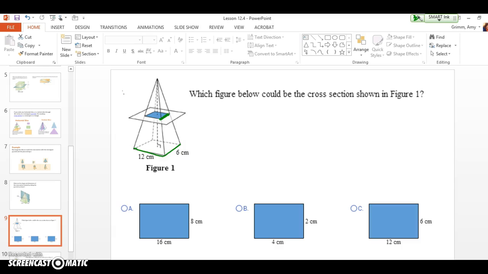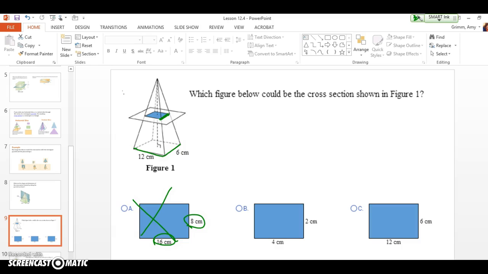Riley? 8 and 16? Right. There's no way it could be 8 by 16, because that would mean that they sliced it below it. Does that make sense? That doesn't even make sense. What's another one that does not make sense and why?